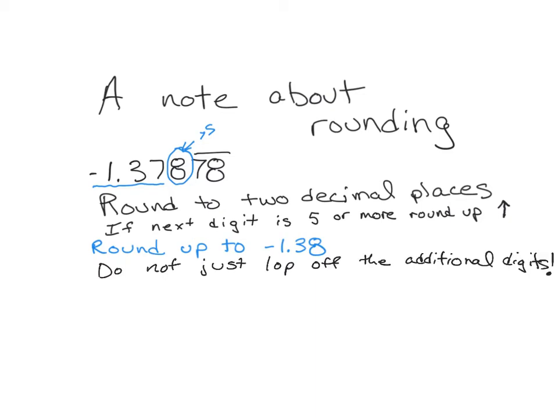Do not just lop off the additional digits, because minus 1.37 would be the incorrect answer. Now, sometimes, of course, the next number is going to be less than 5, and so if you did just lop off the additional digits, that would be the same as rounding correctly, and so it might work. So you might do one problem and find out it works, and then the next problem you do the exact same thing and it doesn't work. It's getting marked incorrect. So if that happens to you, double check that you're rounding correctly.